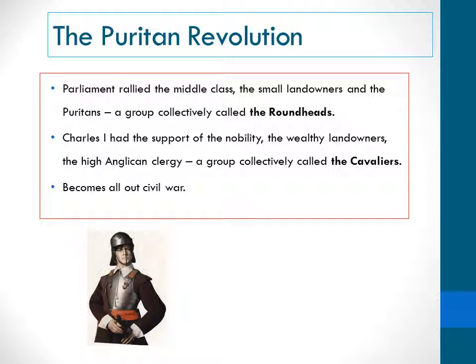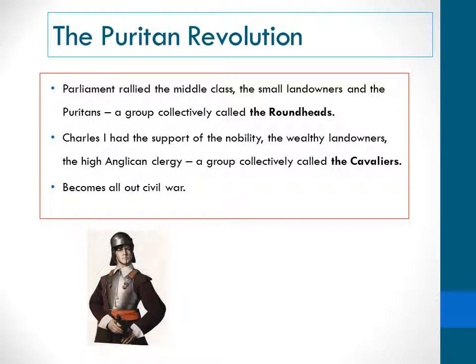Parliament rallied the middle class, the small landowners, and the Puritans, a group collectively called the Roundheads. Charles I had a military of his own. He had the support of the wealthy nobility, the wealthy landowners, and the high Anglican clergy, a group collectively known as the Cavaliers. And this becomes an all-out civil war. The Cavaliers siding with Charles against the Roundheads, siding with Parliament.